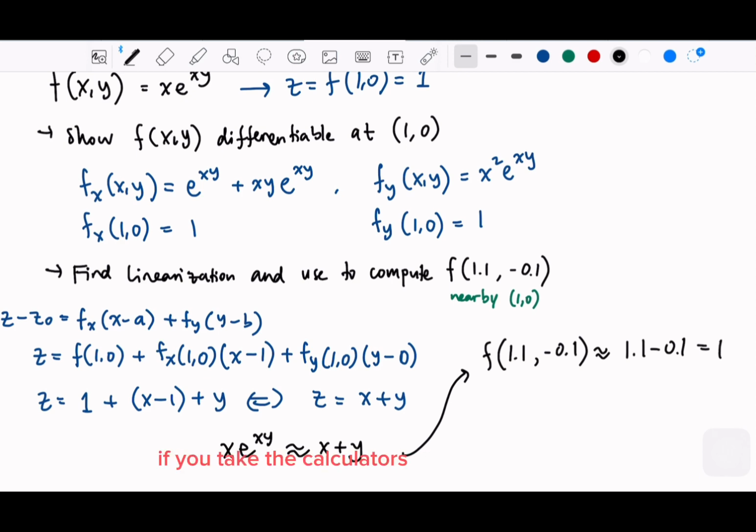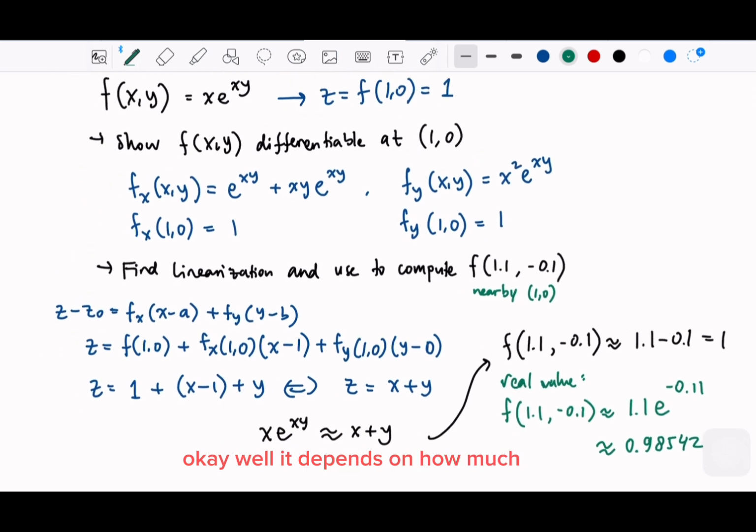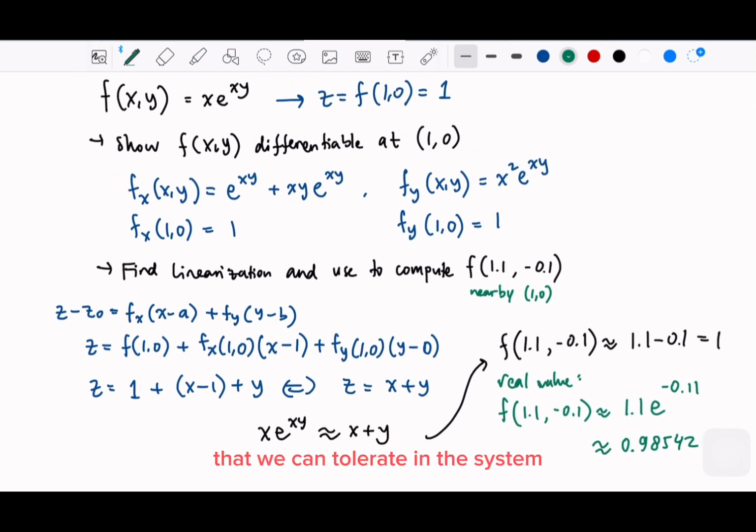If you take the calculator and try to compute the real value, this is going to be 1.1 e to the negative 0.11. This is getting close to 0.98542. So I think it's quite okay. Well, it depends on how much error we can tolerate in the system. If it's at the macro level, I think this is pretty good.